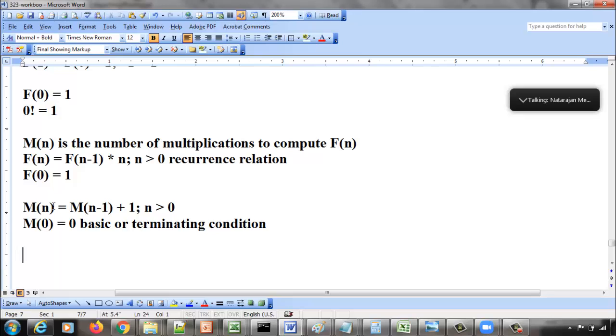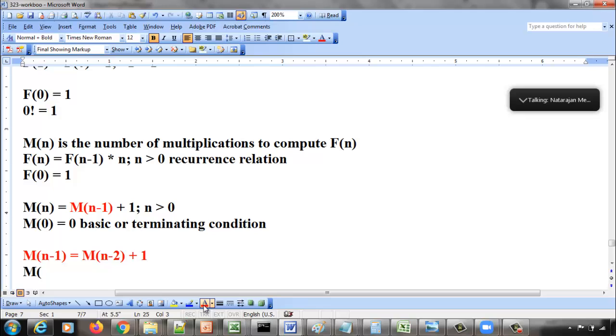So given M of n equals M of n minus 1 plus 1 for n greater than 0, what I can do is say M of n minus 1. So replace n with n minus 1 in this recurrence. If I replace n with n minus 1, M of n minus 1 on the right-hand side is going to become M of n minus 2 plus 1. Now I am going to substitute for M of n minus 1 this M of n minus 2 plus 1 in this equation here.